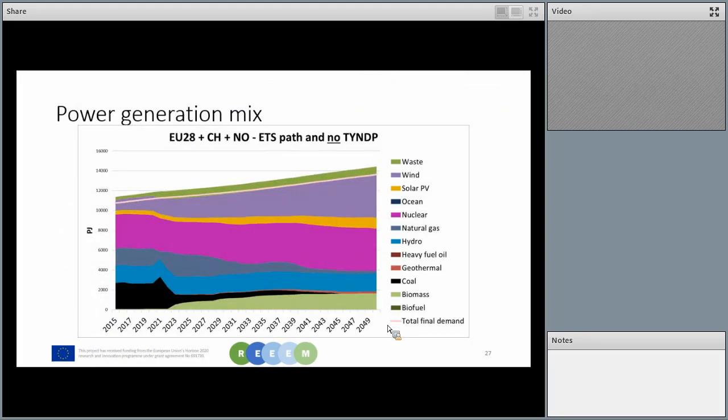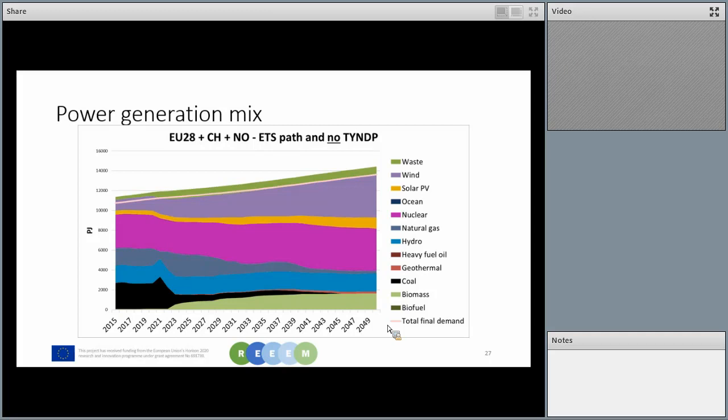Here we see the overall power generation mix of the entire modeled region. We assume that the ETS path lined out until 2030 is continued after that, so the emissions are continuously reduced. And we assume that the 10-year network development plan is not implemented.